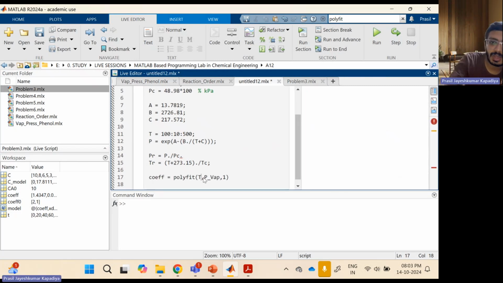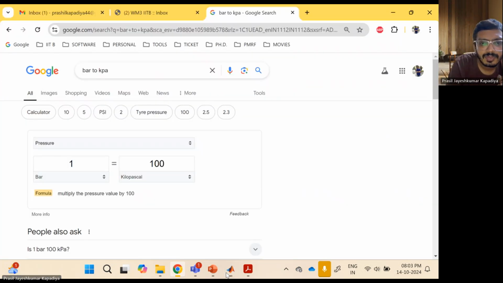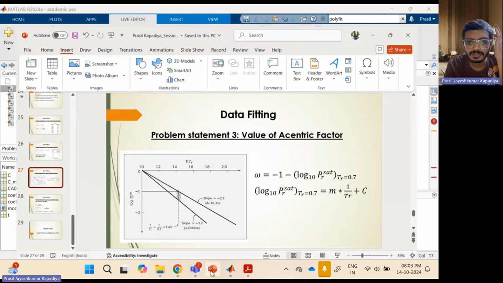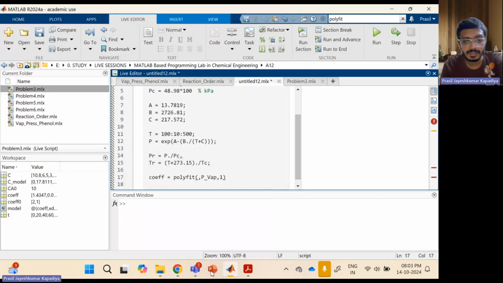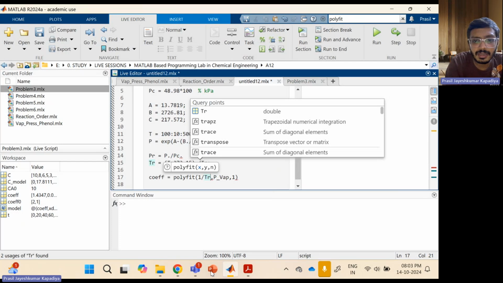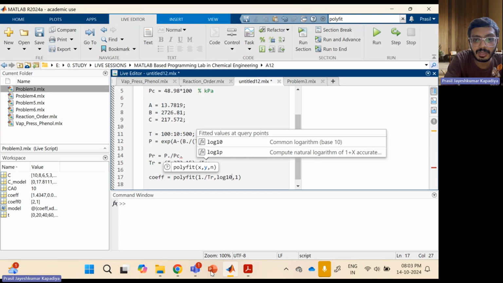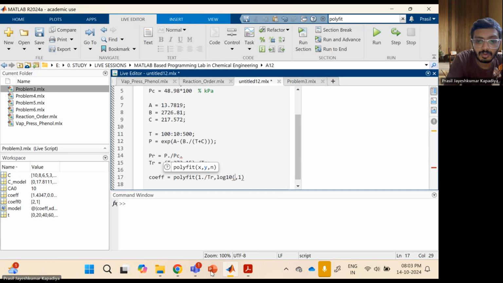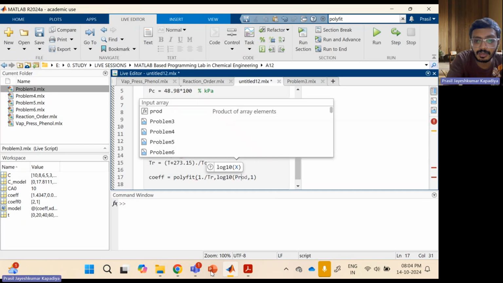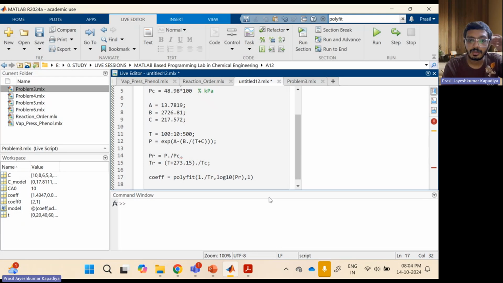What is the coefficient on the x-axis? It is 1 divided by TR. And on the y-axis, it is log 10, so I need to mention log 10 of PR, and I want to fit a first order polynomial.